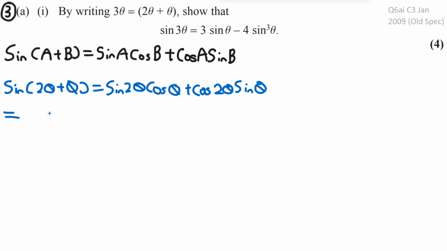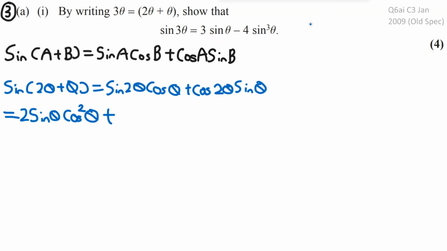And this is going to be equal to, so we can write sin 2 theta as 2 sin theta cos theta, and then this is multiplied by cos theta, so there's going to be a squared here, and this is plus cos 2 theta sin theta. Now when you look at the final answer, this is always a good tip: look at the final answer to see what we actually need to be working towards. You can see that there are no cosines present here, there are only sines.